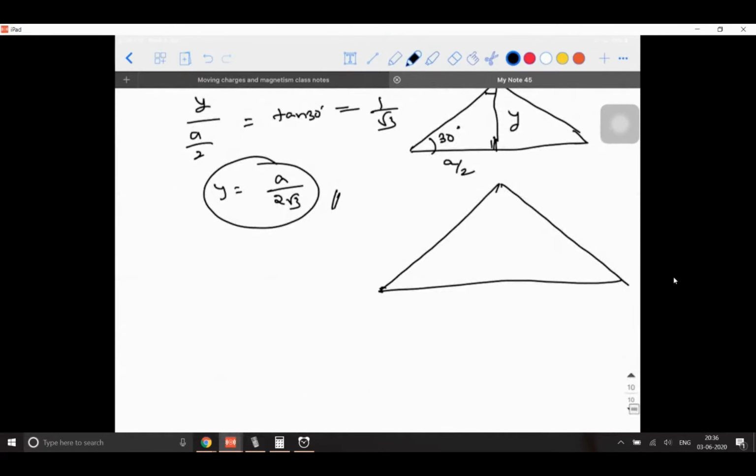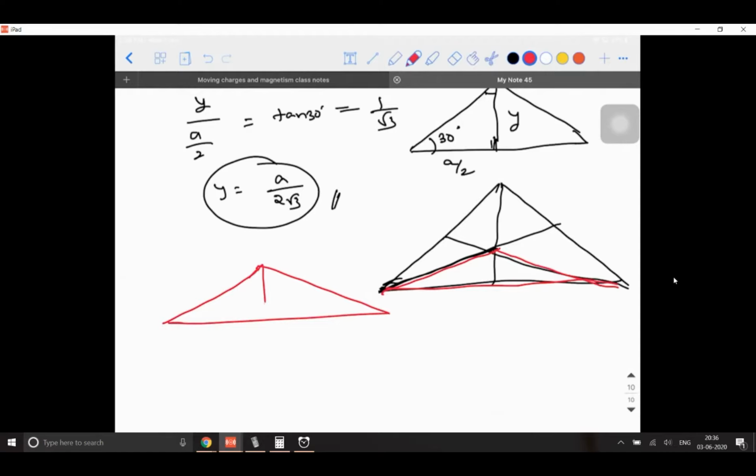See, please understand, this is how the medians are. The triangle within the triangle. I've taken this triangle, I'll use another color. I've taken this triangle. Okay, that triangle is what I wrote like this. Then when I drop a perpendicular, this will be a by 2, this will be y, and this will be 30 degrees. Are you clear now?